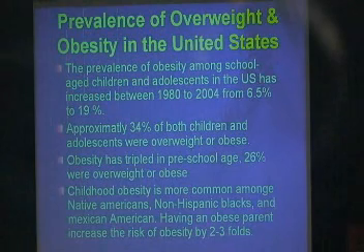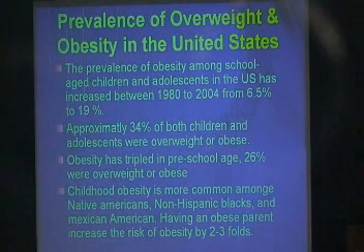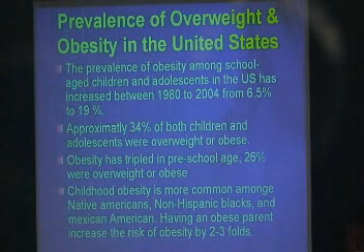So what about the prevalence? I told you that there is around 60% either obese or overweight. The prevalence among school-aged children and adolescents in the United States has increased between 1980 and 2004 from 6.5% to 19%. And 34% of both children and adolescents were overweight or obese. And it tripled in the preschool age. Around 26% of preschool children were either obese or overweight. It is a global epidemic. It's a major health problem.